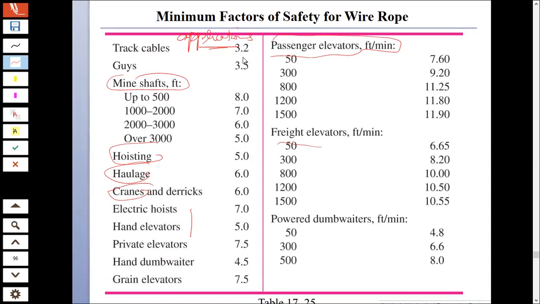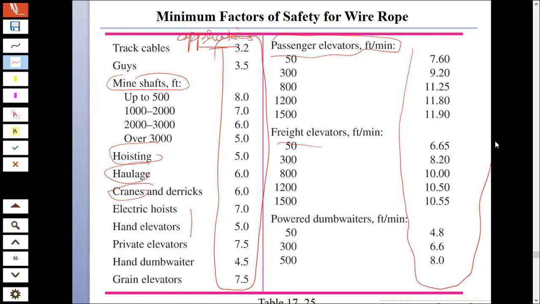Looking at this table, what is the maximum? This is the factor of safety. What is this column giving you? This column gives you the factor of safety. Now, what is the maximum factor of safety that you see over here? How much is visible?